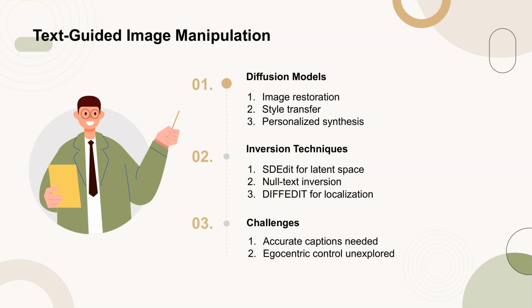The recent advancements in diffusion models have significantly enhanced text-guided image manipulation capabilities. These models are applied in various tasks such as image restoration, style transfer, and personalized image synthesis. Techniques like SDEdit and null text inversion are used to manipulate images in the latent space. However, a major challenge is the requirement for accurate image captions, which are often unavailable in egocentric datasets. Additionally, the control of action state transitions within egocentric image planes using diffusion models remains an unexplored area.